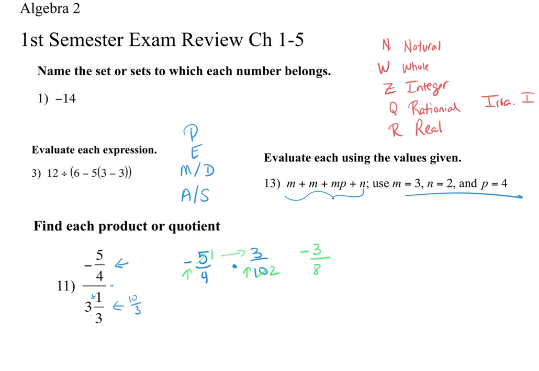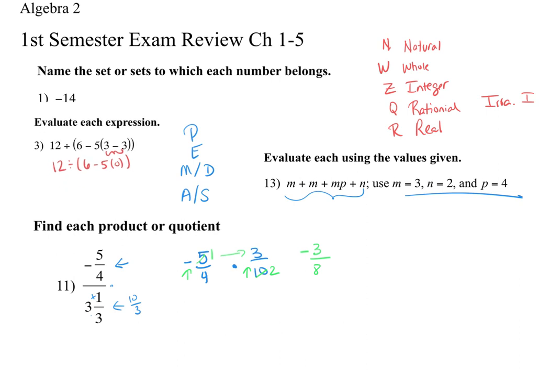All right, so if we do number 3 together, I would do my innermost parentheses first, 3 minus 3. So I end up with 12 divided by 6 minus 5 times 0. All right. Then I'm going to do, let's move him up a little bit so I have more room. Inside the parentheses, I'm going to do this 5 times 0, which gives me 0.